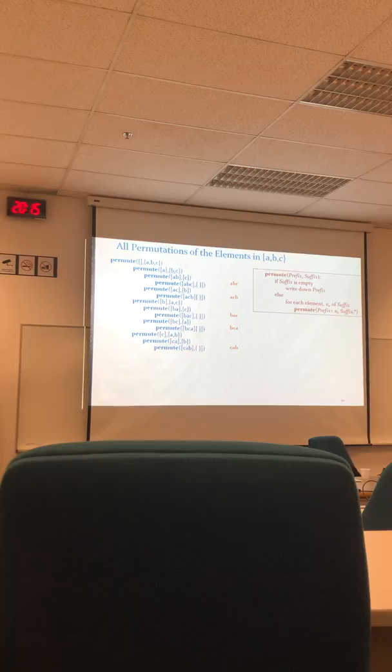So for this case, you can see from here, for those that start from A, we find all the permutations of BC. For those that start from B, we find all the permutations of AC. That means the whole set excluding B. For those that start from C, we find all the permutations between A, B, and we put them together. So this is the algorithm.